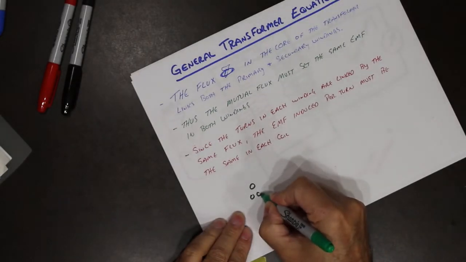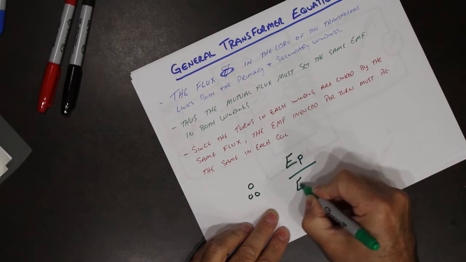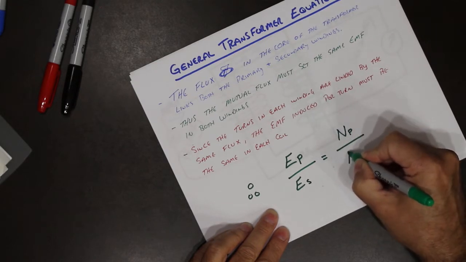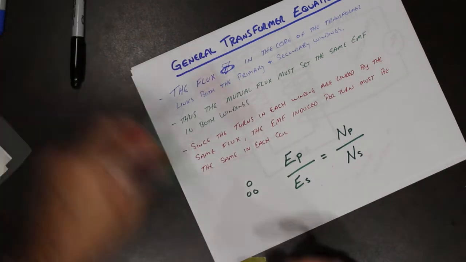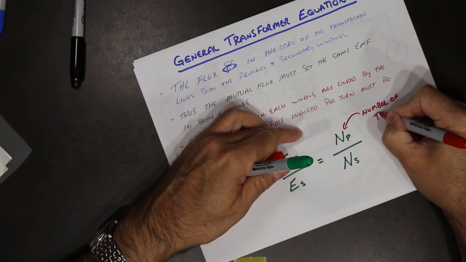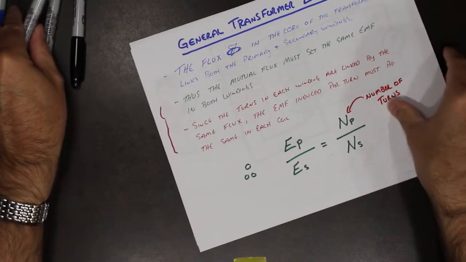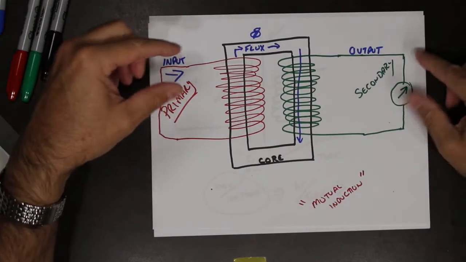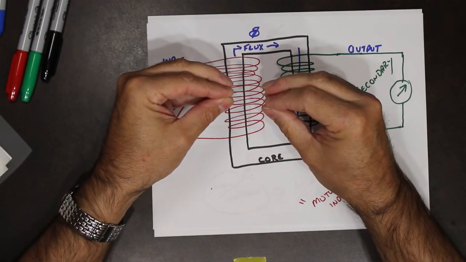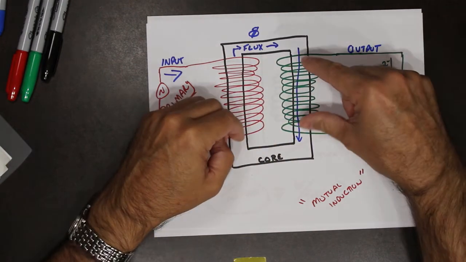And it works out to be a relationship: the primary voltage over the secondary voltage is equal to the primary turns over the secondary turns. So the N represents the number of turns, the number of turns in the primary and the number of turns in the secondary. Basically, what that says is, if I put in a voltage, a flux is created at a certain strength. That same strength flows through here, creating a voltage based on the windings.